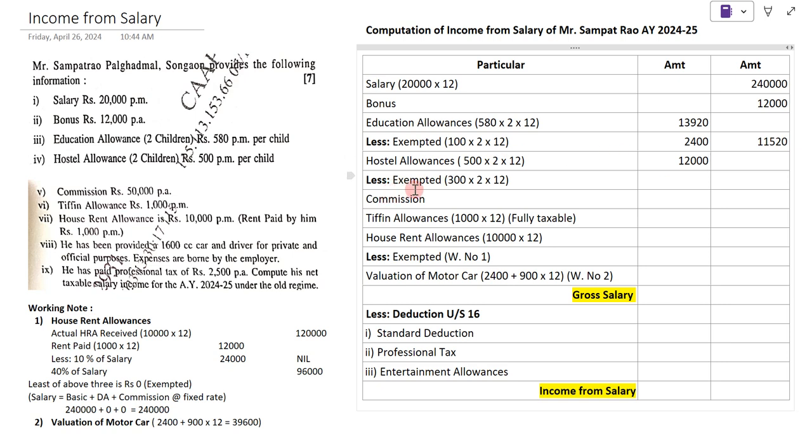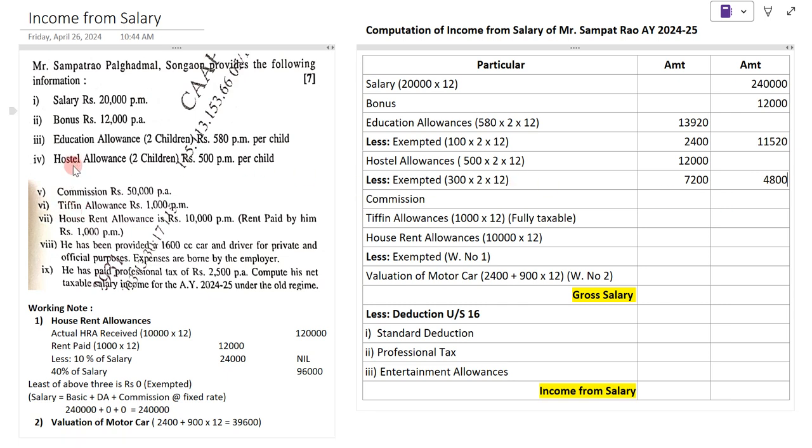Now from this less the exemption. As per Income Tax Act 1961, the exemption for hostel allowances for per child is 300 rupees. So exemption is 300 rupees into 2, because only two children are allowed, multiplied by 12. So we get 7,200. So from 12,000 less exemption 7,200, remaining taxable is 4,800.